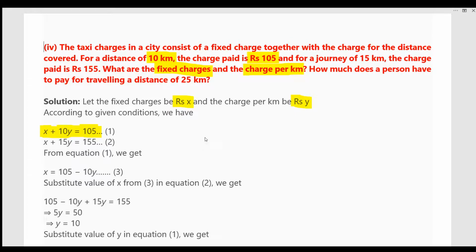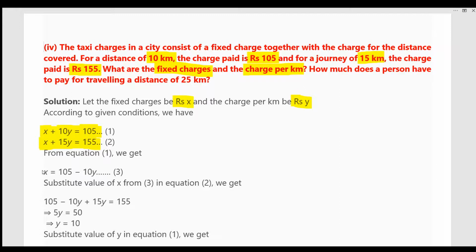Now there is one more condition, and that condition is for 15 kilometers the charge paid is rupees 155. So again we will pay fixed charge, that is x, and charge for 15 kilometers, that is 15 into y, 15y. So total charge for 15 kilometers, x plus 15y, is equal to 155. So in this manner we got linear equations in two variables. Now we will solve this pair of linear equations in two variables by substitution method.